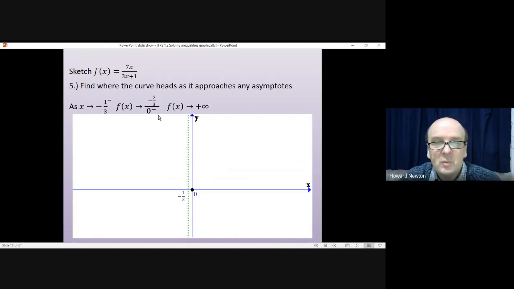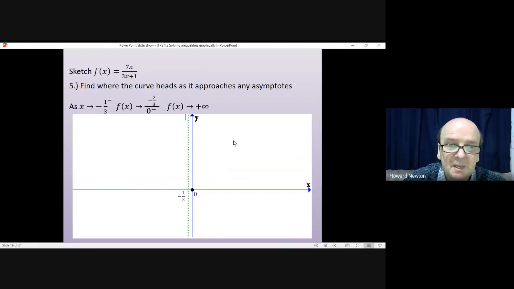When we divide by 0, we'll get infinity. The minus matters because we've got a minus divided by a minus. Minus divided by a minus will give us a plus, and that means that the function is going to head towards plus infinity as x tends towards minus a third from below. And at this point, what I would do is just sketch that little bit on the graph. So up here, we've got a line because as x goes towards minus a third from below, the function's heading up towards plus infinity.